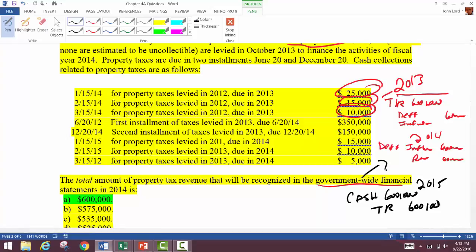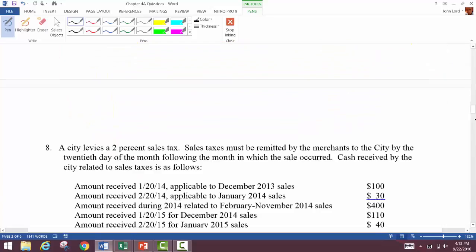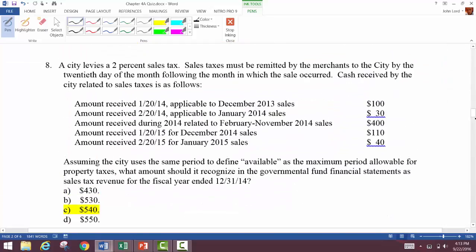Notice no revenue in 2015, and I don't care if it was 3 years or whatever it was until I finally got the money. I still do what? I take the revenue in 2014 because that's when use may begin. That's my time requirement. I don't worry about how long it takes me to collect it, right? Okay. All right, good. Now that won't happen, but that's the way I describe it.